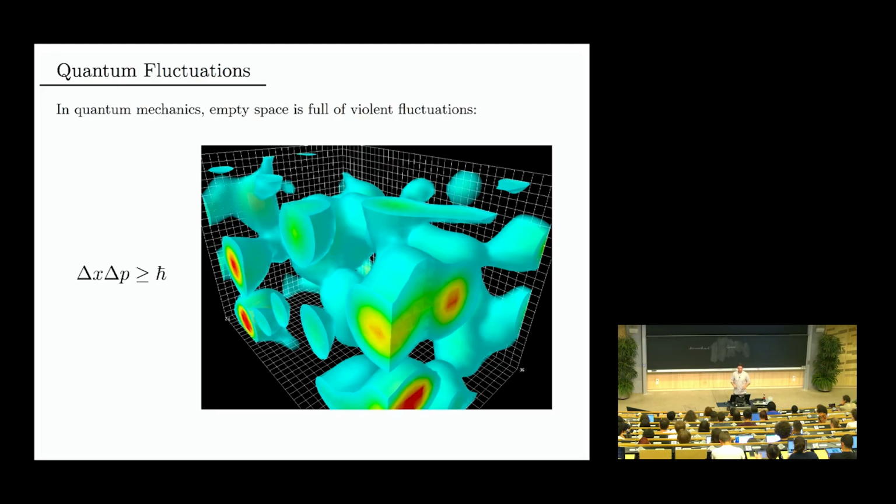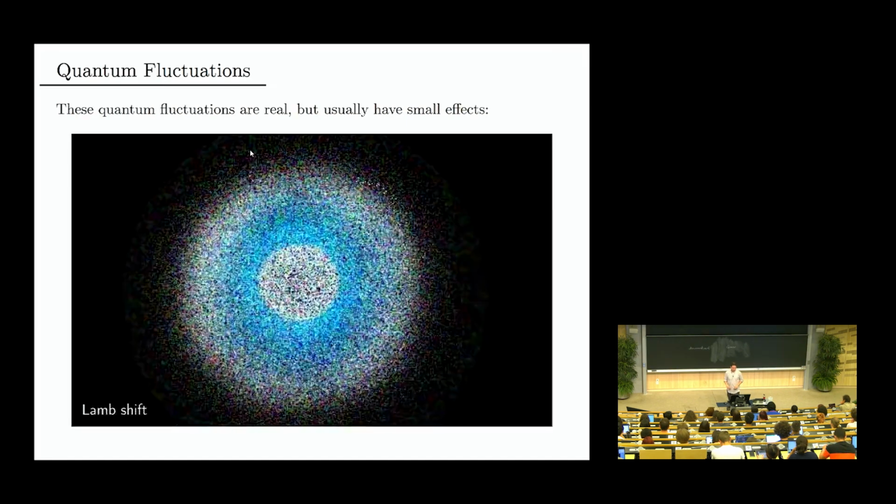There's a few things that I've already mentioned, like the fact that in quantum mechanics, empty space isn't empty, but has these violent fluctuations. This would also be a video, I think, in my keynote. You can just see fluctuating things. These are actually fluctuations in the gluon fields of QCD. And so, of course, these quantum fluctuations are real, but usually they have small effects.